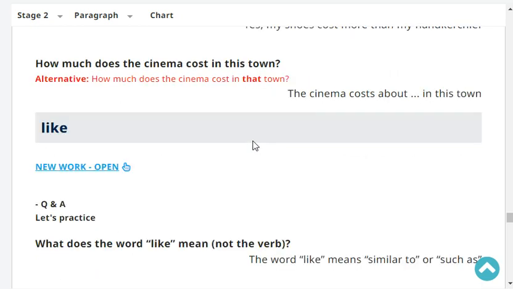Okay. How much does the cinema cost in your town? The cinema costs about 1,000 or 2,000 in my town. Very good.